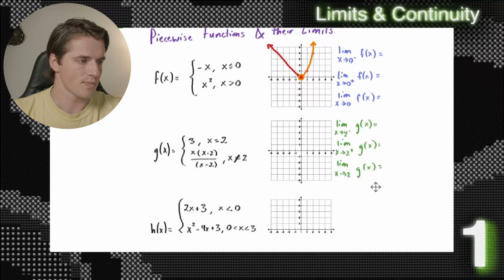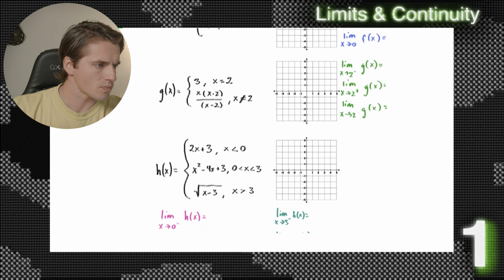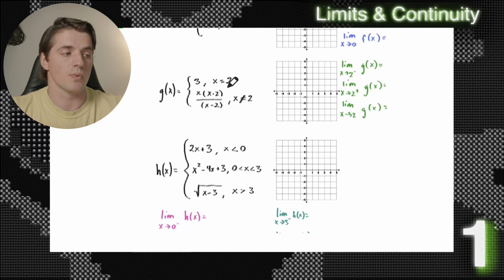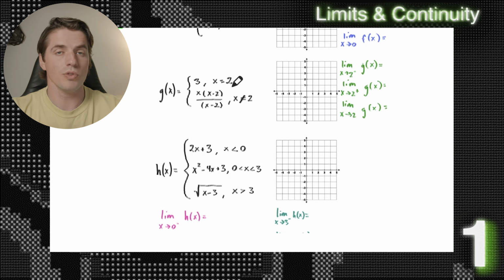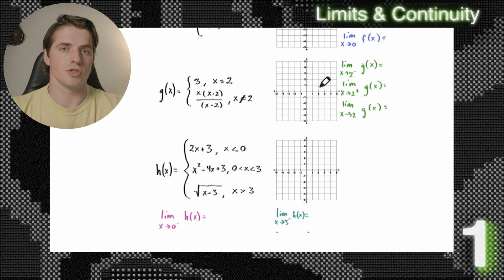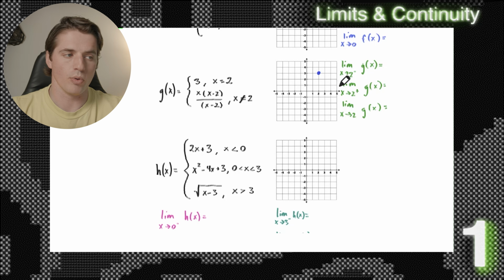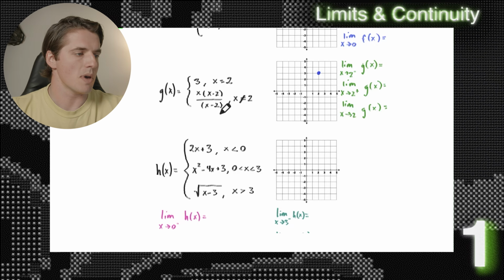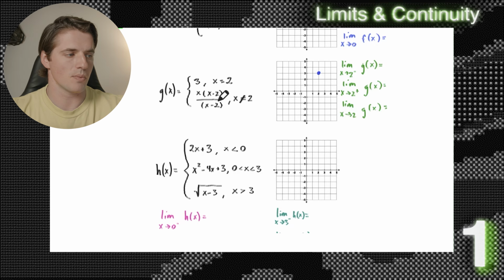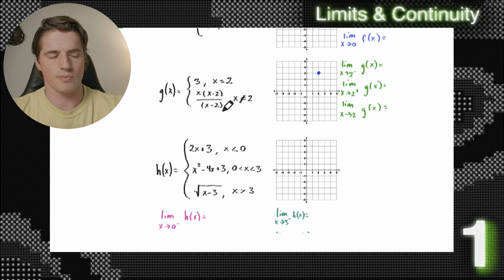Let's keep graphing. Okay, next we have g of x. G of x is equal to 3 when x is equal to 2. Only at x is equal to 2. The way that we draw that is we go over to 2 and go up to 3 and just put a point there. And then the rest, this is when x is not equal to 2, we have x times x minus 2 over x minus 2.